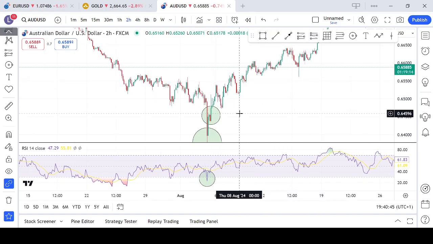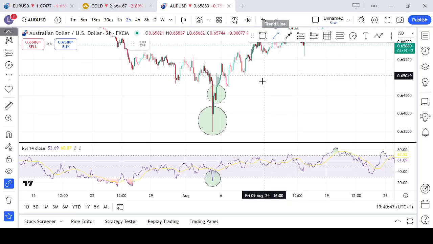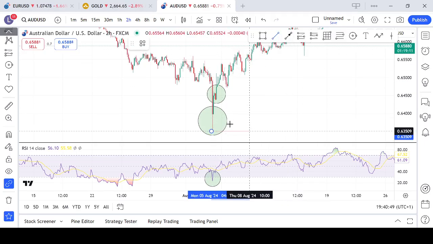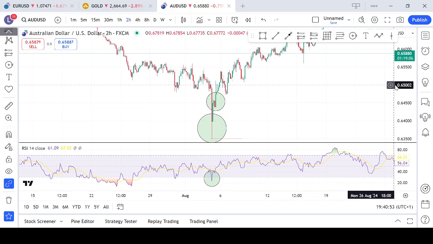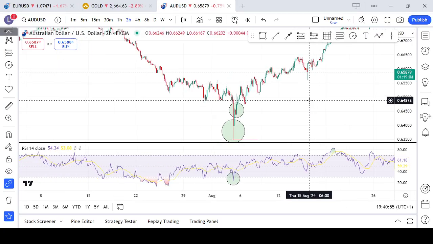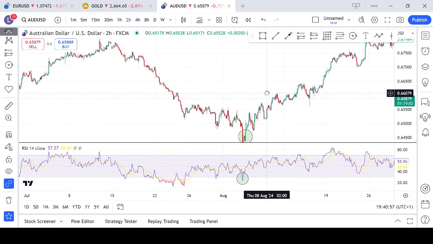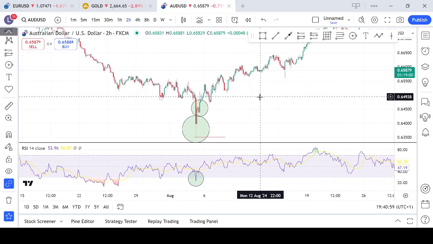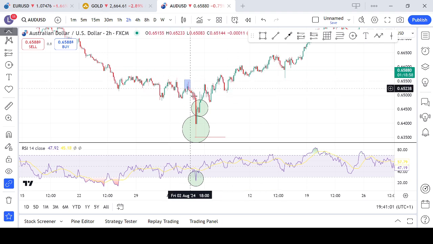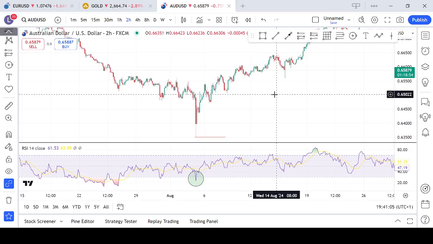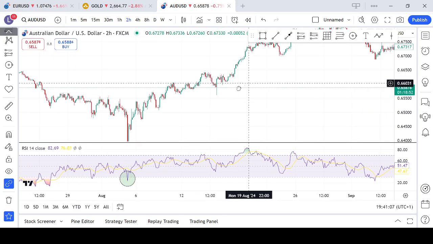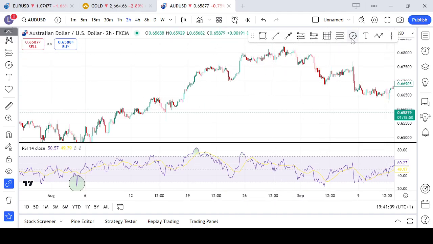So we can enter that with stop loss level just below this support level right there, and take profit at the next resistance level. So that's how you can use the RSI to confirm your trades. Never use the RSI alone because it produces lots of false signals, just like this one right here.